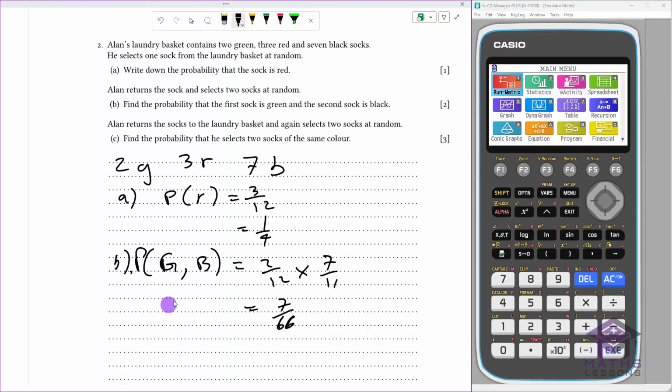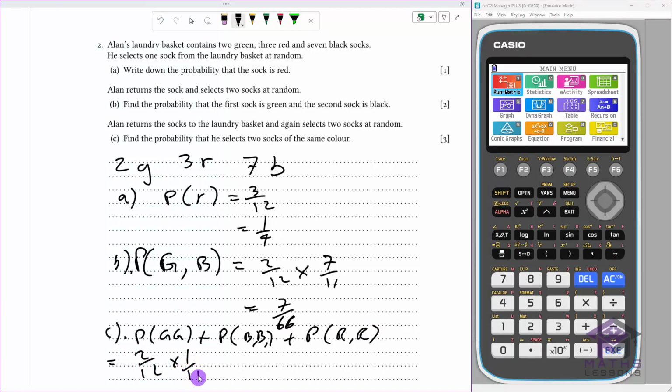And then for part C, I'm just going to do this. So we want the probability it selects 2 the same color. So that's the probability you get green, green, plus the probability you get black, black, plus the probability you get red, red. And that's going to equal 2 over 12 times 1 over 11, because you lose one of the greens, plus 3 over 12 times 2 over 11. Again, sorry, that's the red ones I've done in the wrong order. That's black. So doing black now, we've got 7 over 12 times 6 over 11.